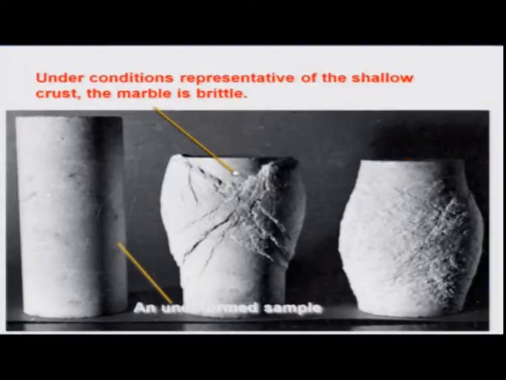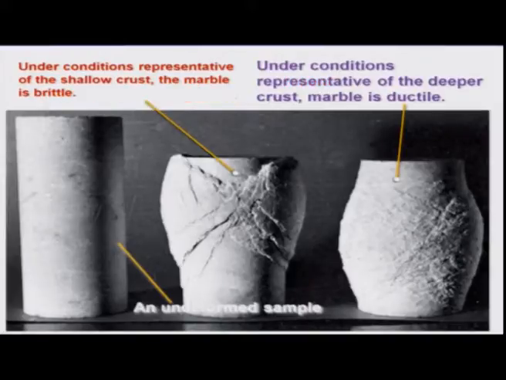Okay. This is under conditions representative of a shallow crust. For example, this is marble, as shown. It will break, because it is brittle in nature. But under conditions representative of deeper crust, the marble will be in ductile form. It will deform in a ductile manner, and it will not fracture as we see near the surface.